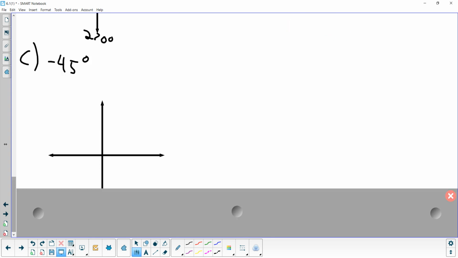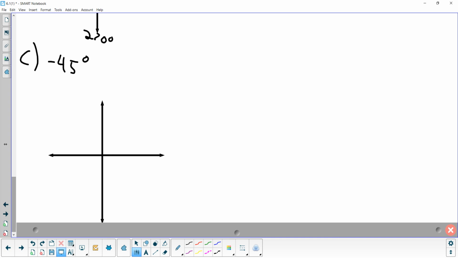All right, do I have another one? Okay, negative 45, that's fine. So let's put the initial side right there. Where's the terminal side going to be this time? Negative 45. Yeah, that's going to be in quadrant 4, and it's going to be right in the middle. Just like that. You don't have to put that arrow, but that's the direction of rotation that we did. That's negative 45.